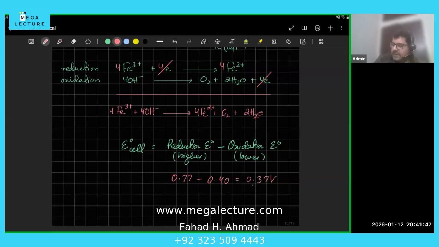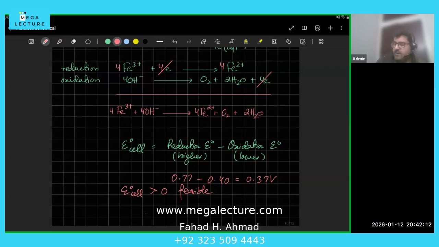Now this E naught cell, whenever it's greater than zero and the higher it is, the more spontaneous or feasible the reaction is. But अगर potential difference ही ना हो, that means electrons will not flow. या अगर potential difference दो electrodes के बीच में that's very less, so even then electrons would not flow, ठीक है, because they won't be able to overcome the activation energy.